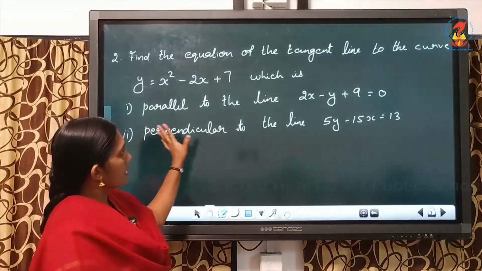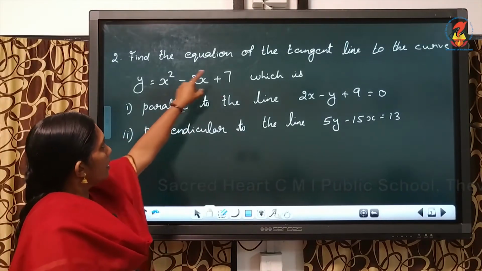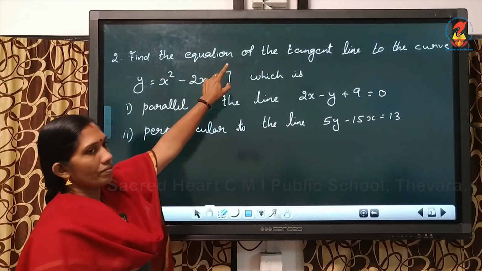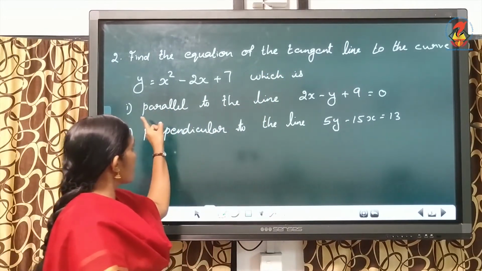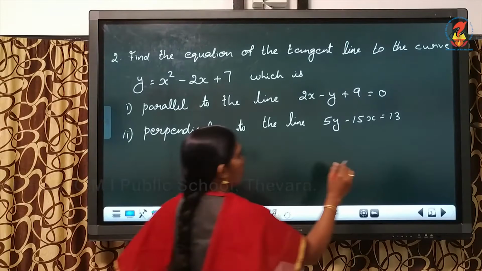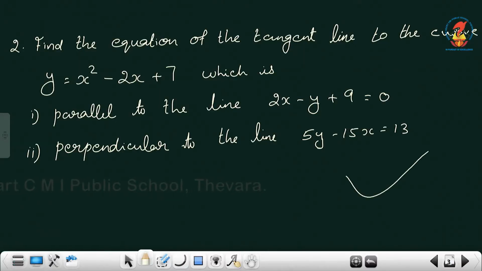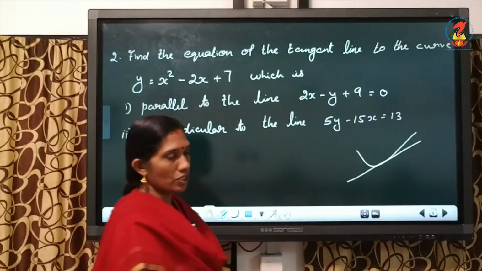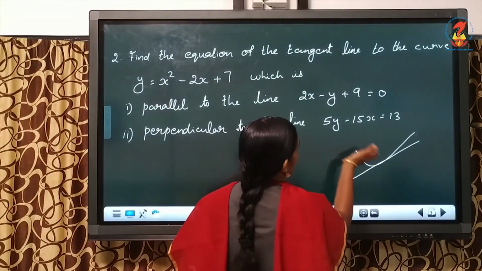Here the point is not given, but this tangent line is parallel to another line. So if you draw the figure, you can draw the curve in any shape because it is difficult to plot the points. So just draw one curve and a tangent. This is the tangent to the curve. This tangent, what is given?